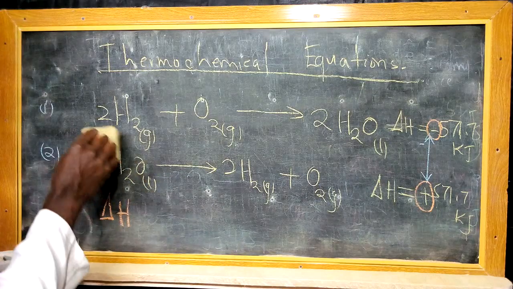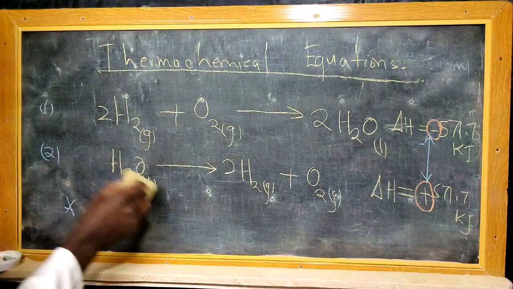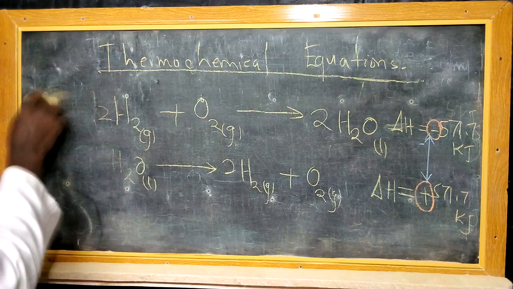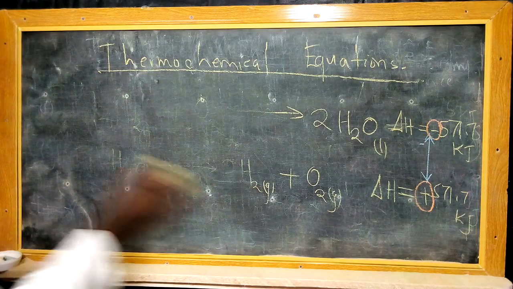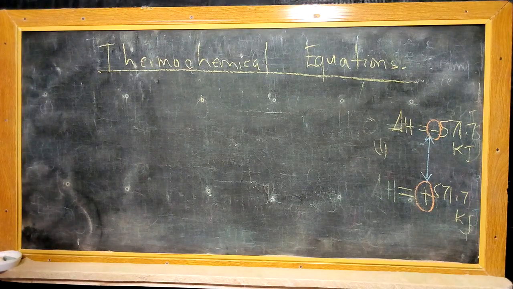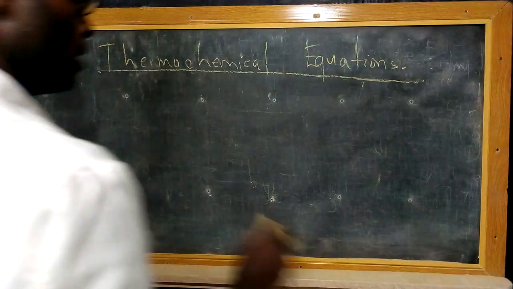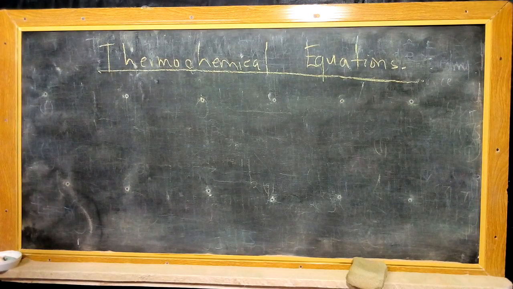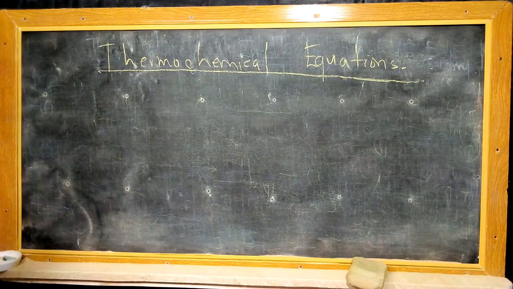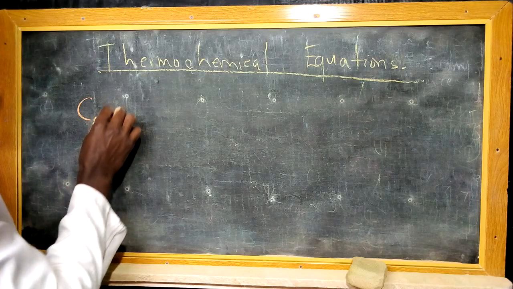Of course, we have seen the effect of coefficients on heat and the effects of reversing the equation on heat. Let's try to see the effect of changing the amount of heat on the molar coefficients. So suppose we have an equation of combustion of a hydrocarbon, which is propane.